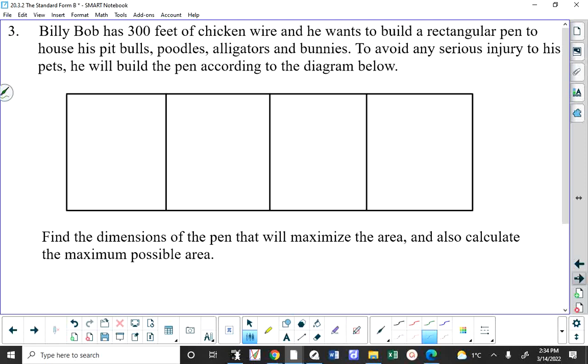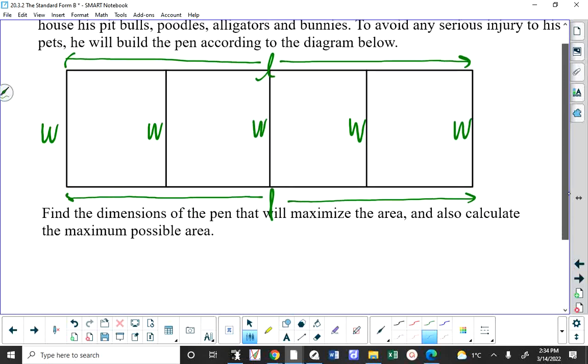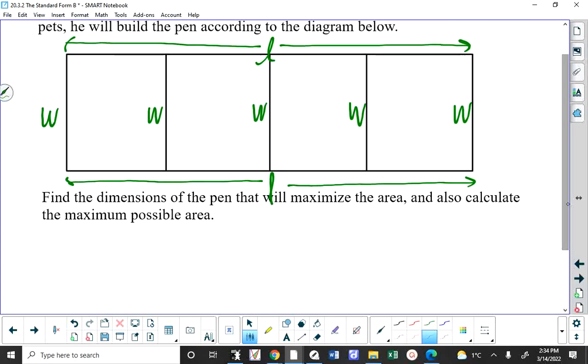If I call this W, then this is W, this is W, this is W, this is W. This entire distance is L, and there's an L up top, and there's an L below. So, if you want to maximize area, it says find the dimensions of the pen that will maximize the area. Then you start off with a formula for area.